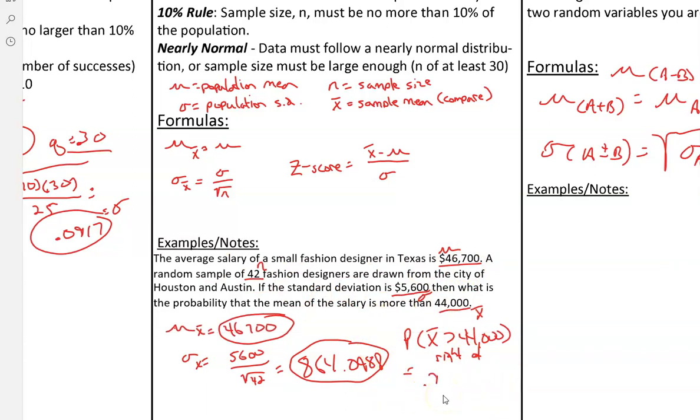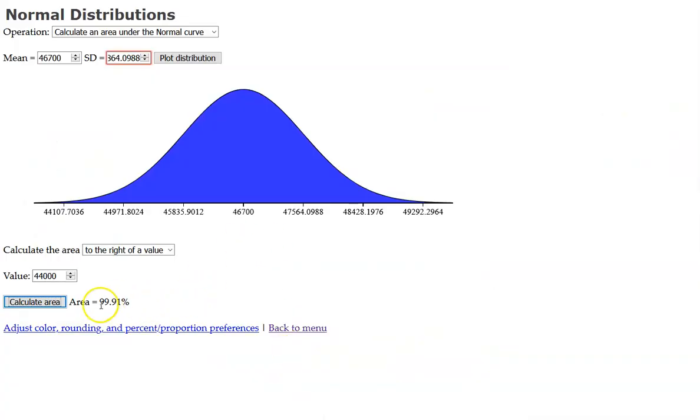So you get 0.9991 as your answer, which means there's a 99.91% chance that you would have a salary higher than 44,000 from that group of people. All right, that is the sampling distribution of a mean.